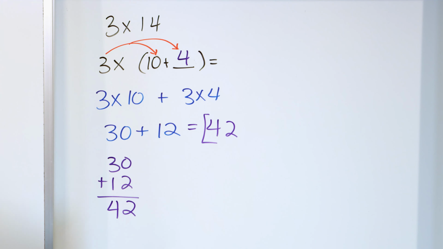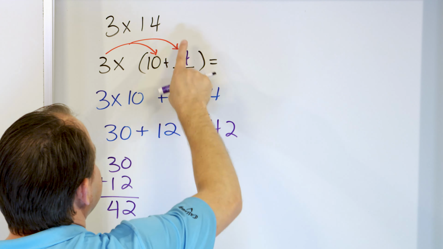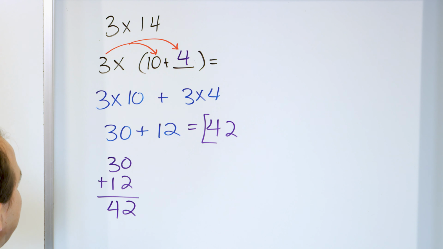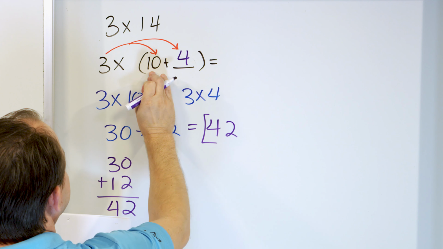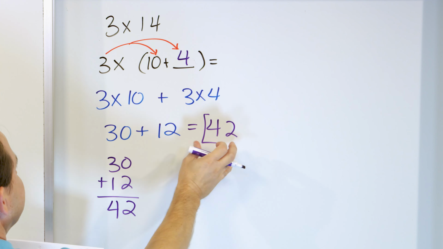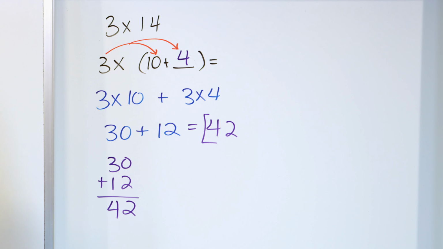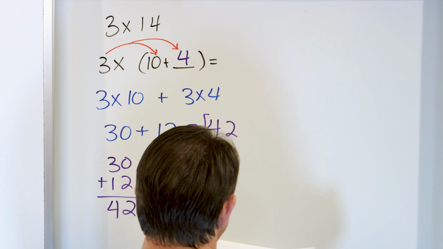So I didn't know the answer ahead of time, but 3 times 14 is 42. And I split the 14 into 10 plus 4, and distributed the 3 in to show that it's equal to 42. All right, let's do the next problem. I only have 2 more.